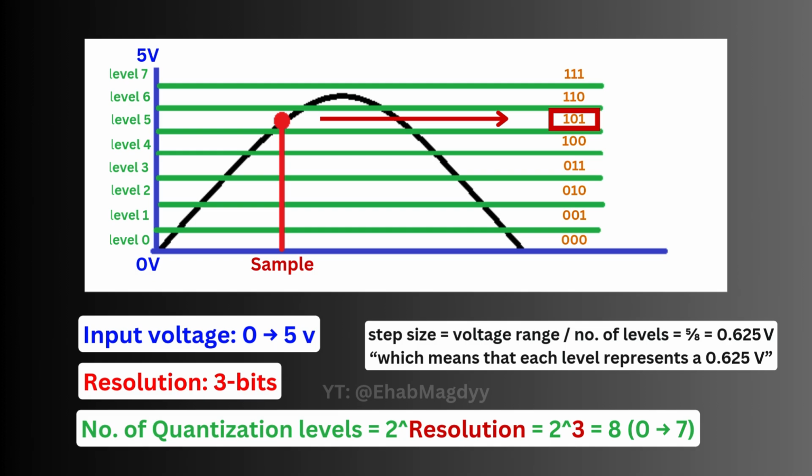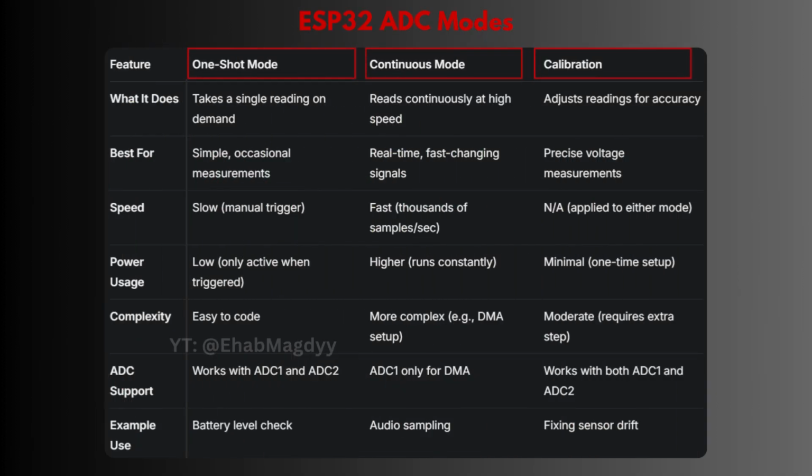You notice that a 3-bit resolution doesn't give you a very accurate reading, because it treats the voltage from 3.125 to 3.75 as the same. So, that's why we use higher resolution that has hundreds or thousands of levels. In ESP32, there are 3 ADC drivers: one-shot mode, continuous mode, and calibration.